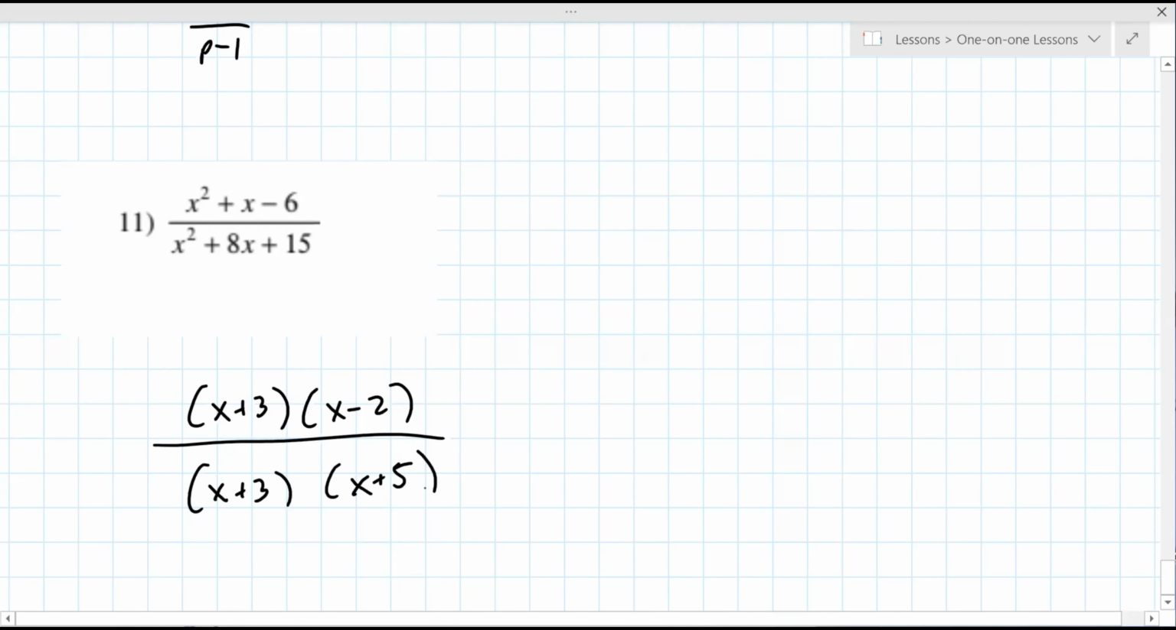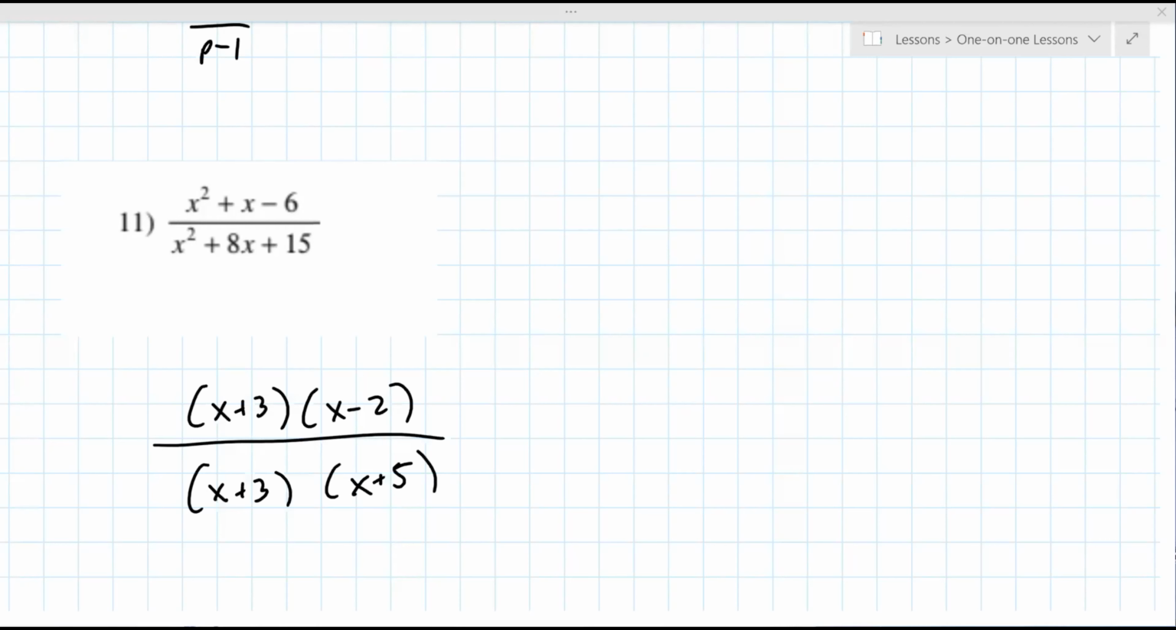All right. Number 12. It should be like x plus 4 times a plus 4 times a plus 1 over, what should this be? a plus 5 times a plus 4. Yep, that's right. A cannot equal -4, -5. Now cancel those out. Should be like a plus 1 over a plus 5.